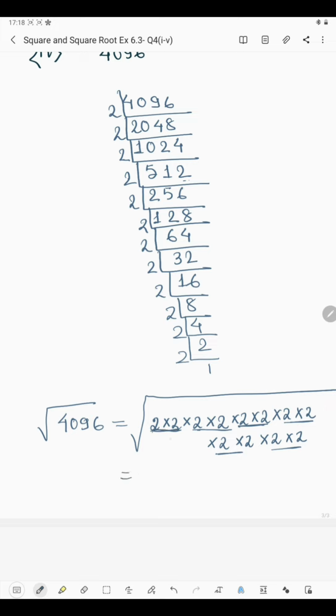So from 2 2s we have taken 1, from 2 2s we have taken 1, again from these 2 we have taken 2, again from these 2 we have taken 1 2, from this pair we have taken 1, and from this pair we have taken 1. So 2 2s are 4, 4 2s are 8, 8 2s are 16, 16 2s are 32, 32 2s are 64. So the square root of 4096 will be 64.